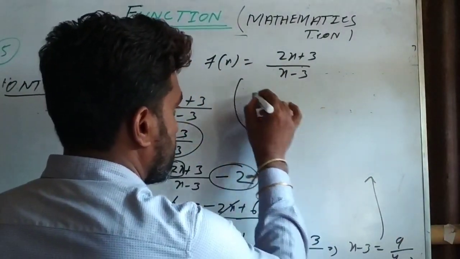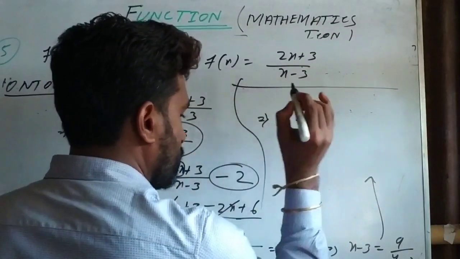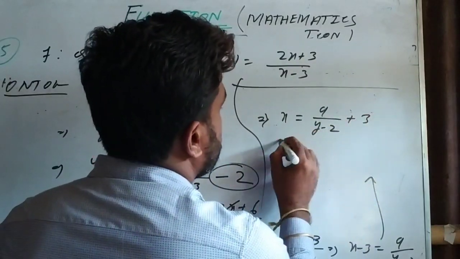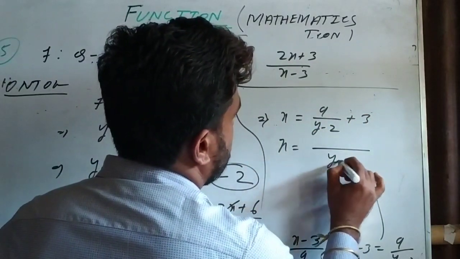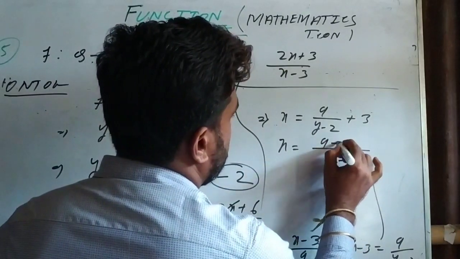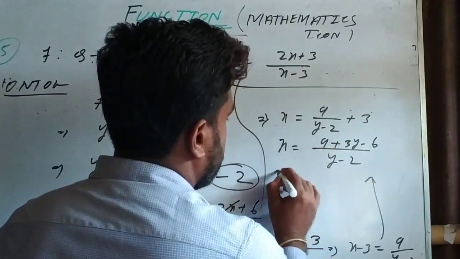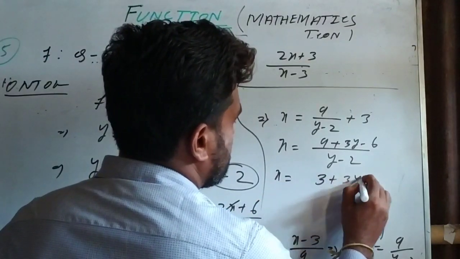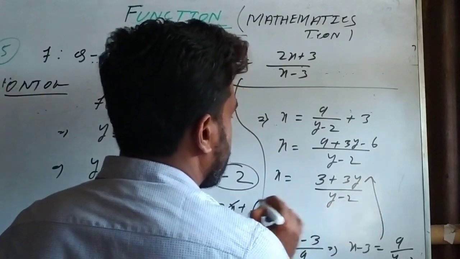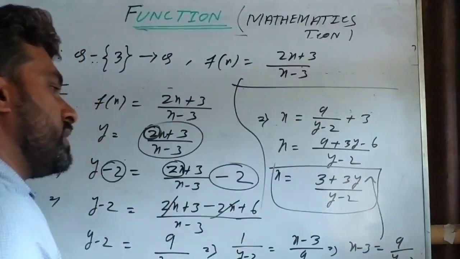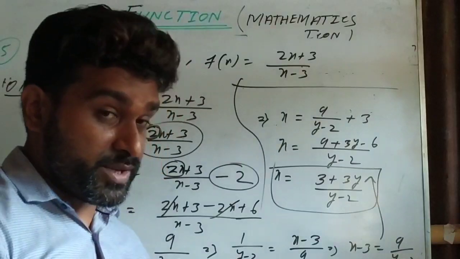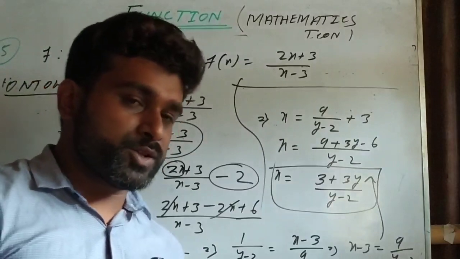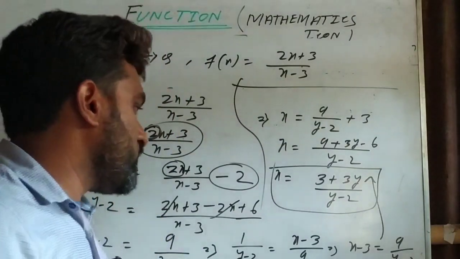So x equals to 9 by y minus 2 plus 3. X equals to 9 plus 3 times y minus 2, over y minus 2, that is 9 plus 3y minus 6. X equals to 3 plus 3y by y minus 2. Here you can see the whole expression is converted into the y expression as well. In the beginning, that was the expression of x. Now you can see all the expression is converted into the y term.